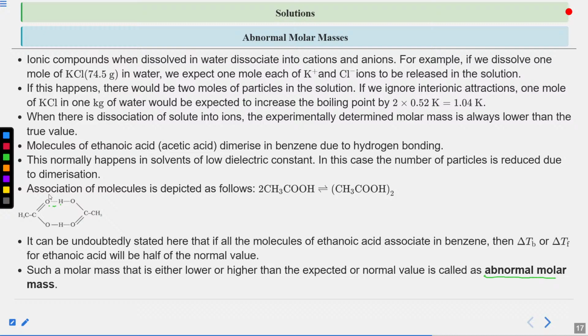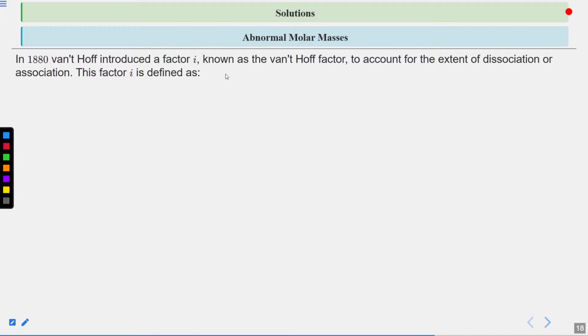And the opposite case will be dissociation. Suppose you are taking KCl, which is ionic in nature. Whenever you dissolve it in a polar solvent, it breaks down into two parts, K plus and Cl minus. Now this abnormality was being controlled, or you can say quantified, with the help of the Van't Hoff factor i, and it was there to account for this extent of association and dissociation.